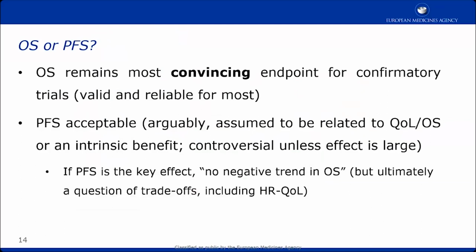It should be much more how to assess the benefit risk in different situations. But if you want me to try to summarize it in this oversimplified way, I would say that the prevailing view is that overall survival remains the most convincing endpoint for confirmatory trials. It's valid and reliable, at least for most people. PFS, progression-free survival, is acceptable, but it's not straightforward.